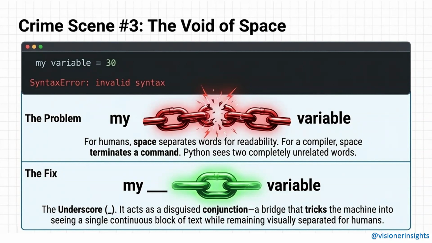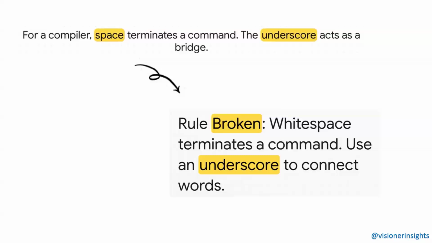The fix? The underscore. It's like a bridge that tricks the machine into seeing one single continuous word while still being readable for us. And the verdict is clear as day. A space is a command terminator. To connect words into a single identifier, you have to use an underscore. It's the only legal bridge across that void.